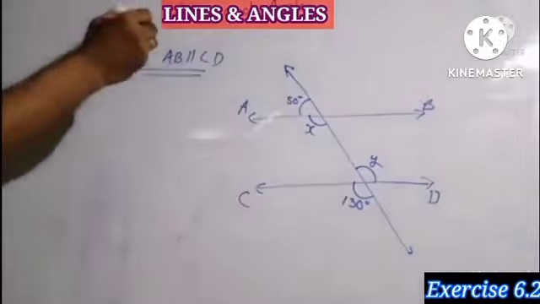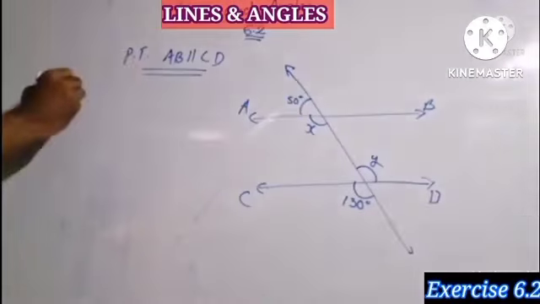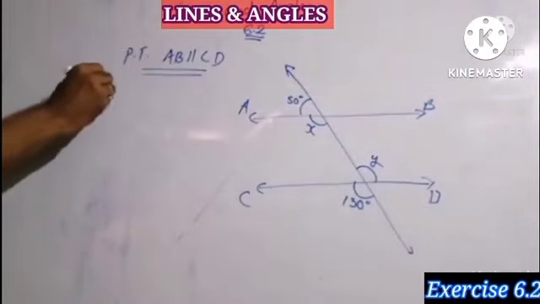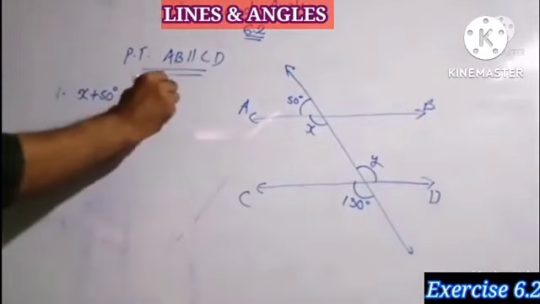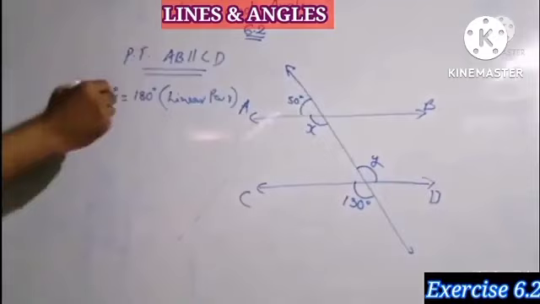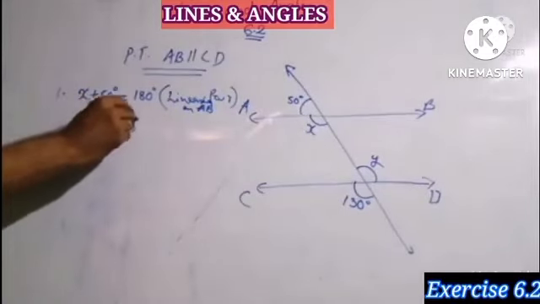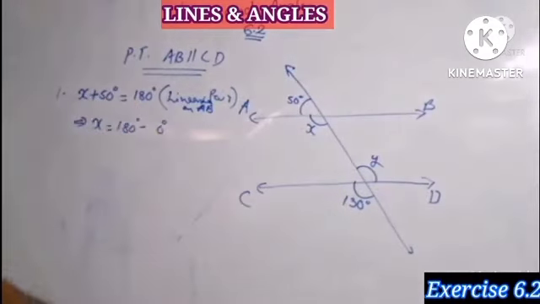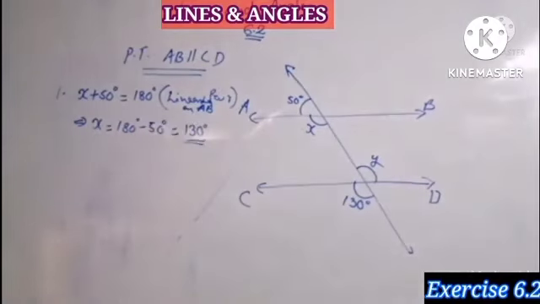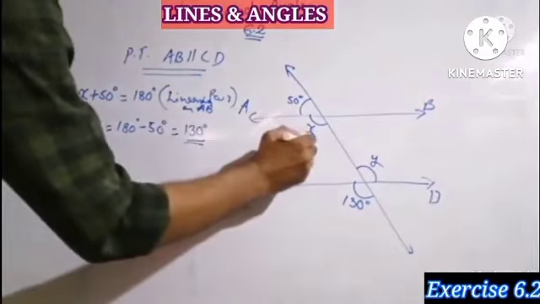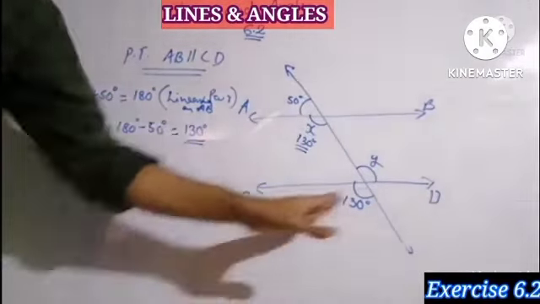These two angles are adjacent angles and they form a linear pair. And we know that x plus 50 degree will be equal to 180 degree because they form a linear pair on line AB. Which implies x equal to 180 degree minus 50 degree, that is 130 degree. Okay, now we got the value of x, which is 130 degree. So first answer completed. Now come to this second line CD.